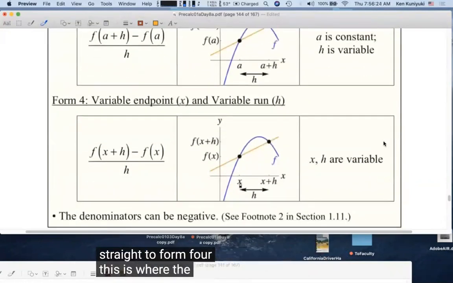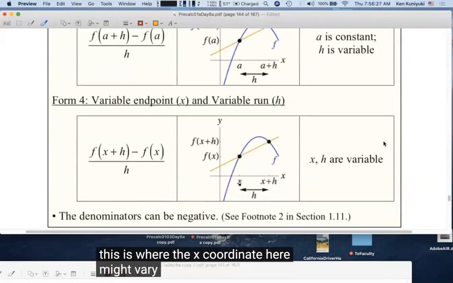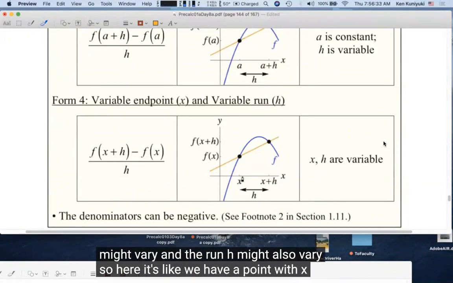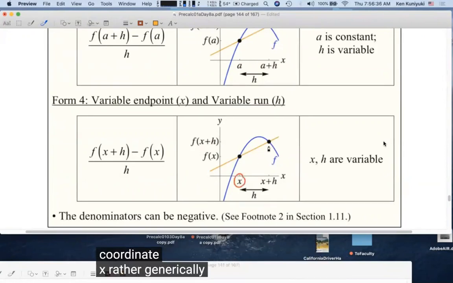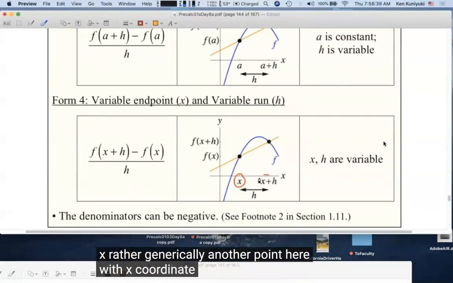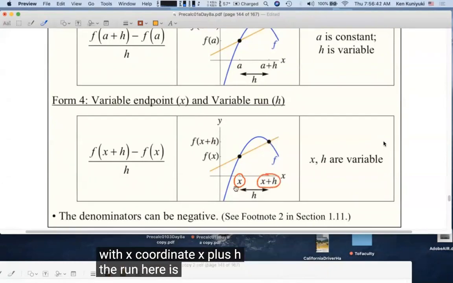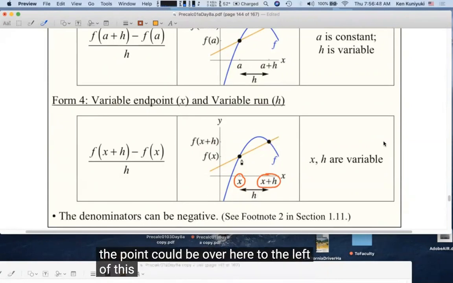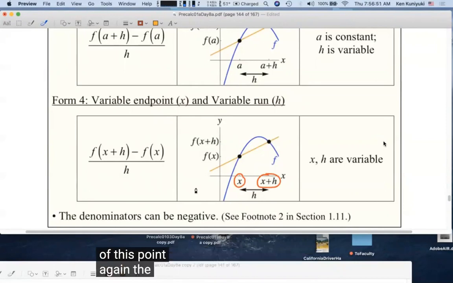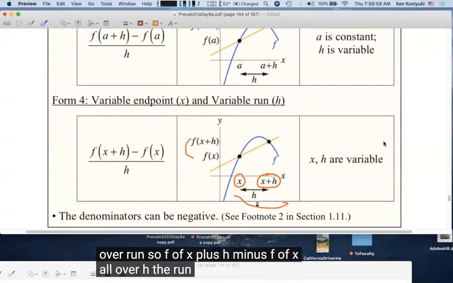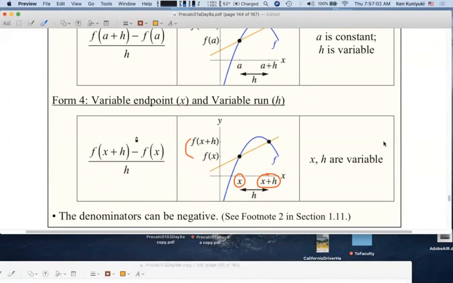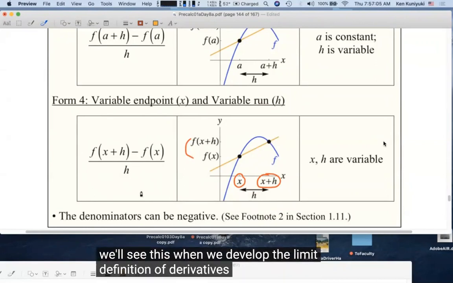4. This is where the x-coordinate here might vary, and the run, h, might also vary. So here, it's like we have a point with x-coordinate x rather generically, another point here with x-coordinate x plus h. The run here is h. In fact, h could be negative. The point could be over here to the left of this point. Again, the slope of the secant line is given by rise over run. So f of x plus h minus f of x all over h, the run here. We'll see this when we develop the limit definition of derivatives in the next section.